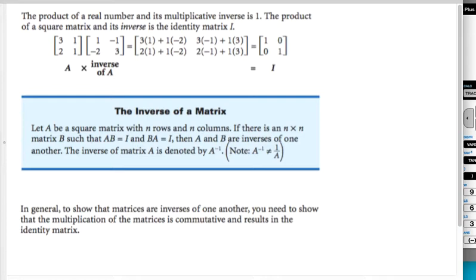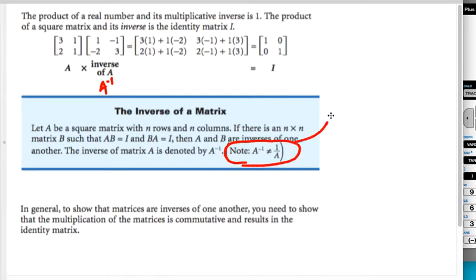So the product of a real number and its multiplicative inverse is 1. The product of a square matrix and its inverse is the identity matrix. So if you take a matrix A, so here's A, 3, 1, 2, 1, and you multiply it by the inverse of A, which we're going to denote as A inverse in a minute, and you'll see that down here, if you multiply those two, you will get the identity matrix out. Now, an important note here is that A inverse does not mean 1 over A.